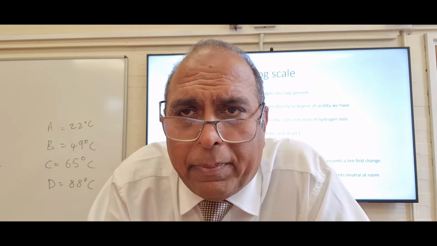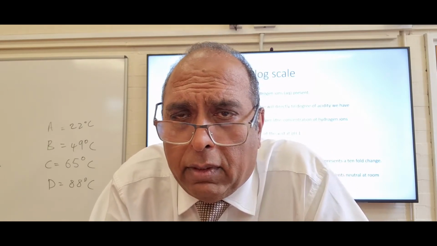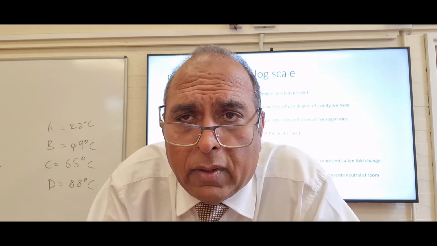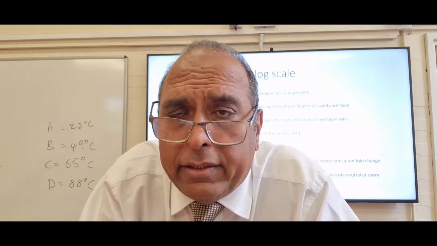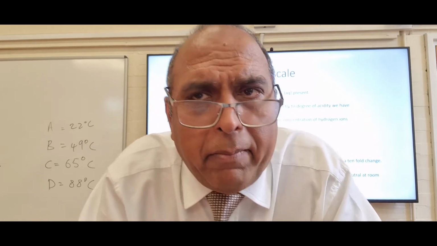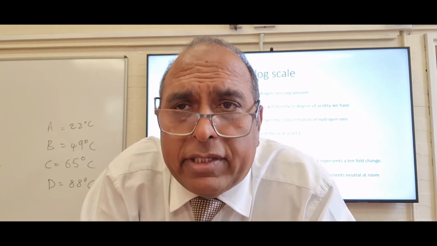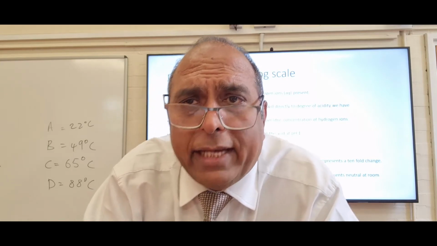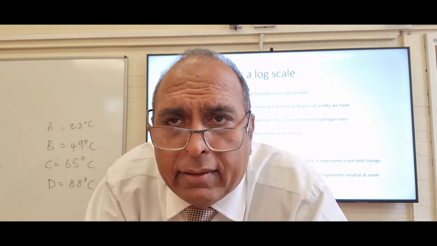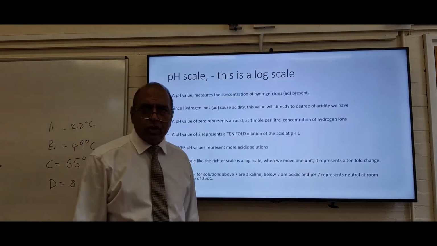And it's that kind of scale, a pH scale. So you've got the number 2 in terms of acidity, and the number 3 in terms of acidity. Well, the pH 3 acid is less acidic. But it's not just less acidic by a bit, it's less acidic by a 10-fold decrease in acidity. So pH 2 is 10 times more acidic than pH 3. And I want you to understand that it's not a linear scale, it's not just normal numbers.